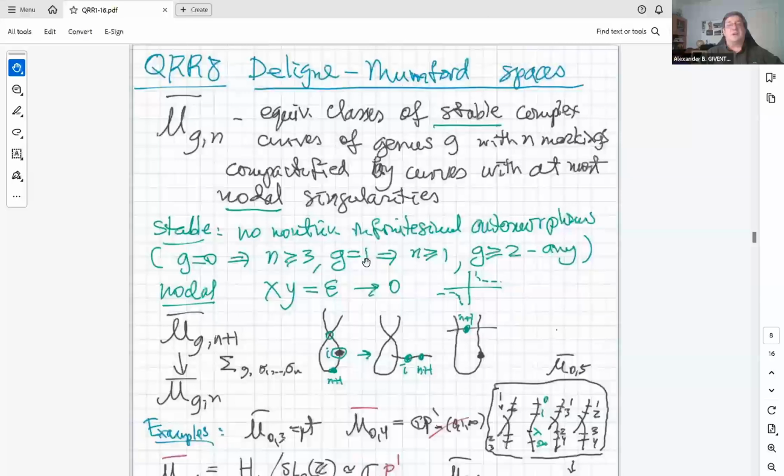When the curve is of genus 1, then it should have at least 1 marked point. Otherwise, there are still some non-trivial families of automorphisms. But for genus 2 and higher, there are no constraints at all. So anything at all.